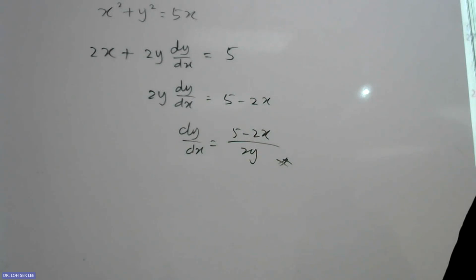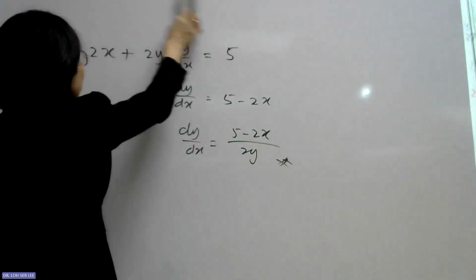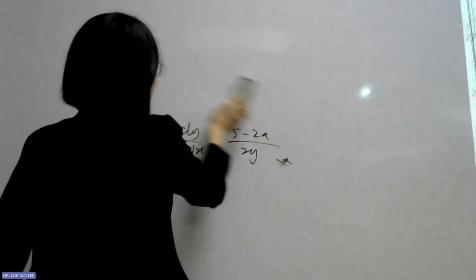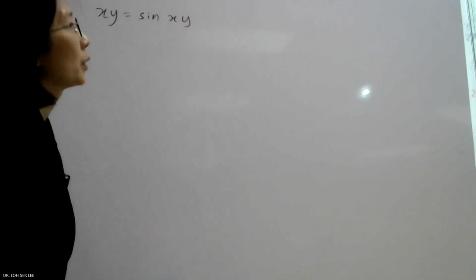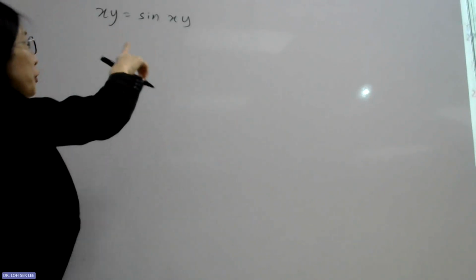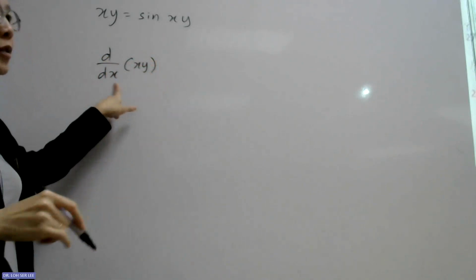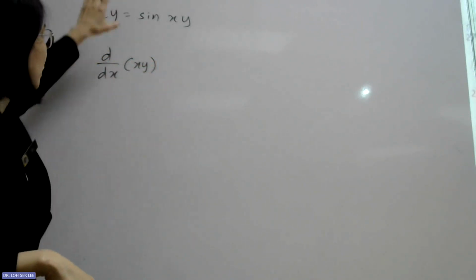Okay. The first 2 are simple examples. Next one. We look at an example that involves the product rule and also the quotient rule. Okay, this is xy equals sine xy. Now we look at the left-hand side function first. We want to differentiate xy with respect to x. Okay, we settle this one first.